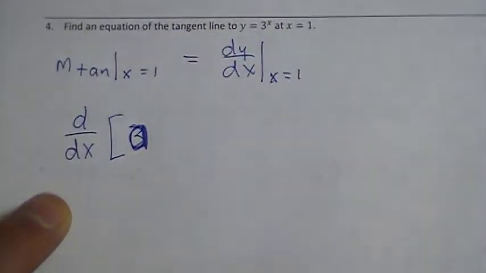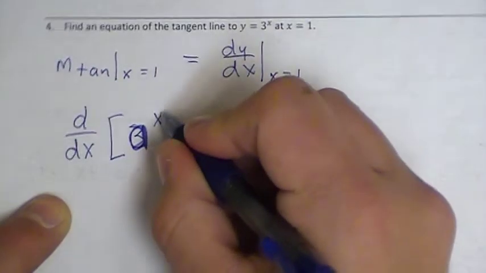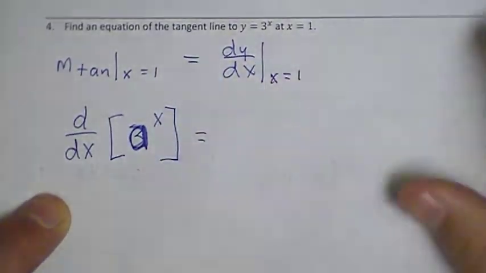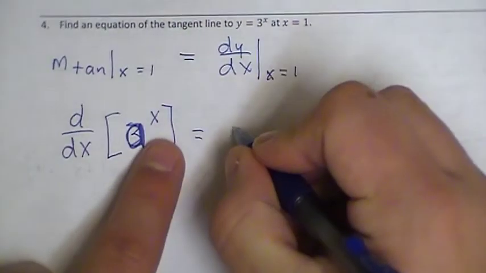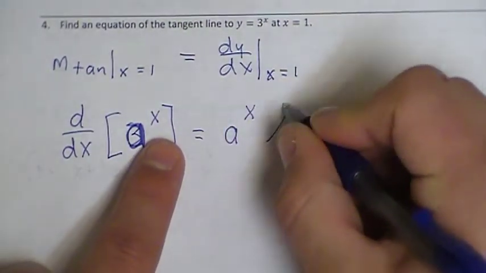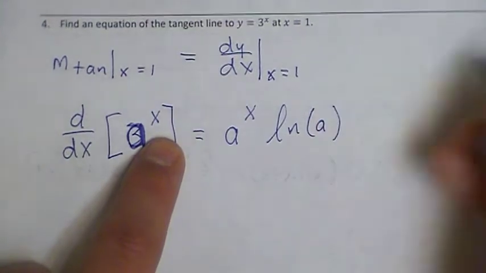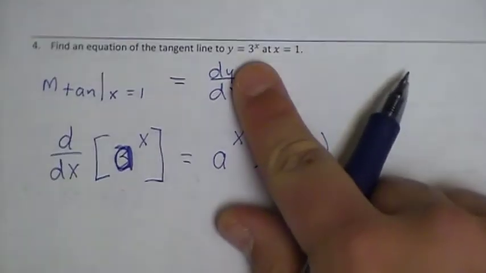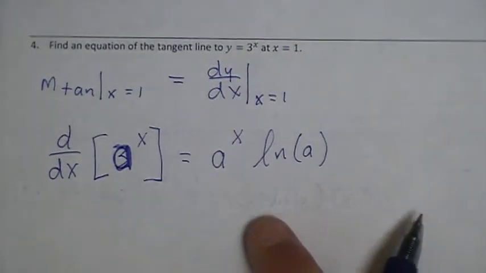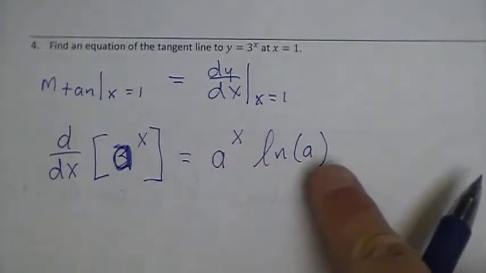So I wanted that to be an a, just some number raised to the x power, and I refer to this as a general exponential. The derivative of a raised to the x power is going to be the same exponential times the natural log of the base. Okay? So the derivative of 3 to the x using this formula is going to be 3 to the x times the natural log of 3.